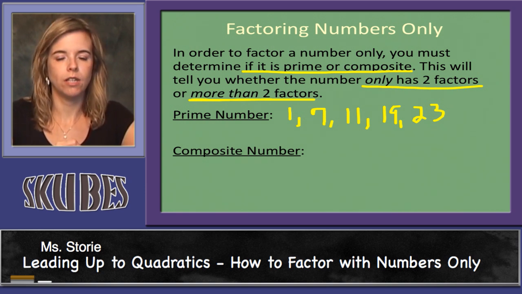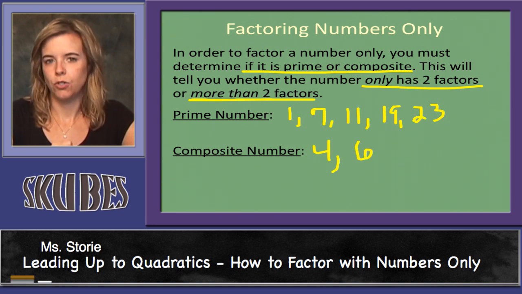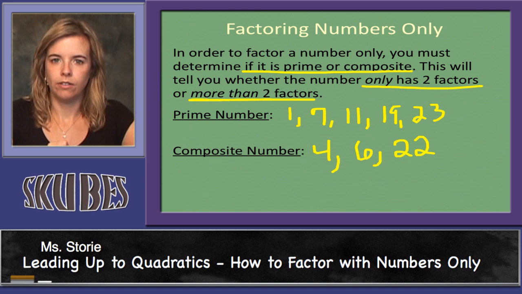Composites, however, are numbers that you can break down multiple ways. 4, 2 times 2 and 1 times 4 create 4. 6, 2 times 3 and 1 times 6. We can do 22, 2 times 11 and 1 times 22, and they keep going.